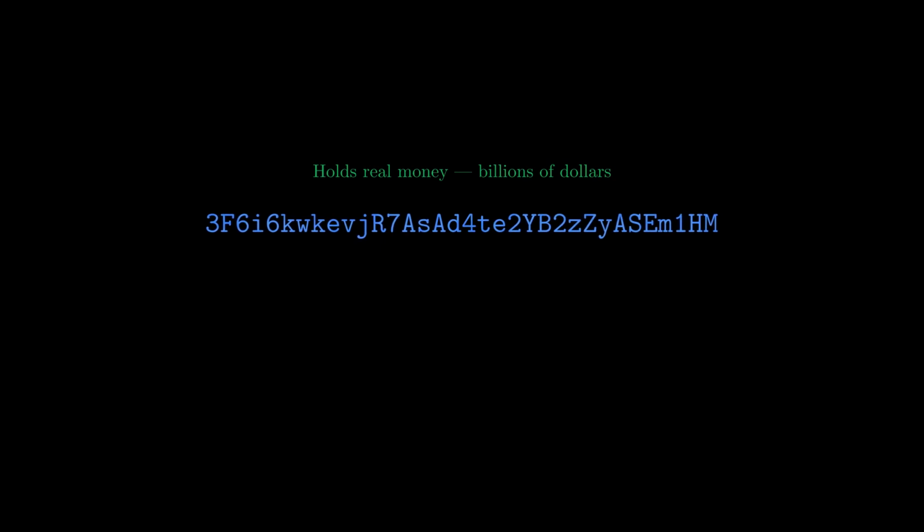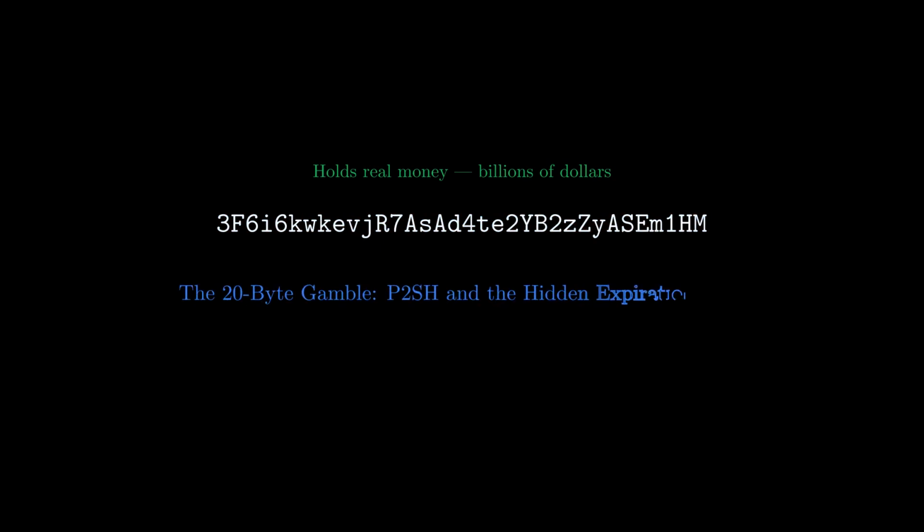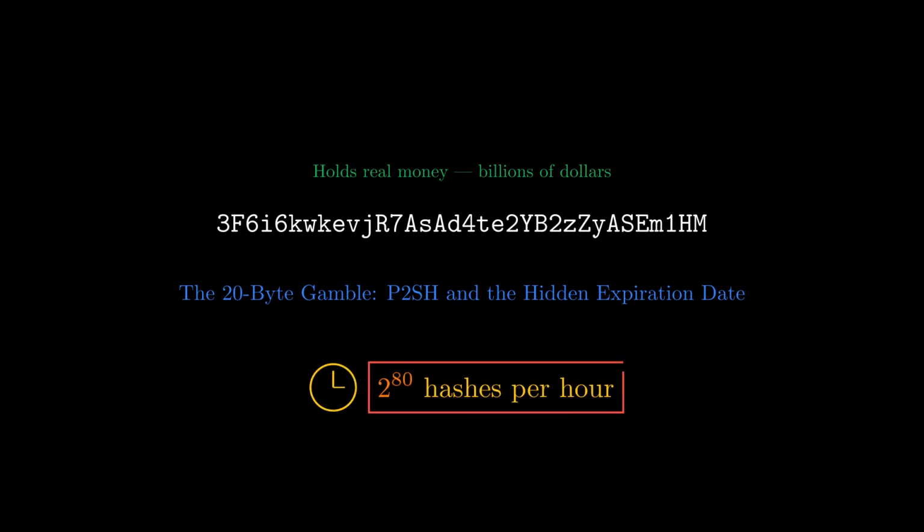This Bitcoin address holds real money. Billions of dollars sit behind addresses that look just like it. And every Bitcoin miner on Earth working together already performs enough computation every hour to theoretically threaten them. To understand why, we need to understand what an address starting with the digit 3 actually is.